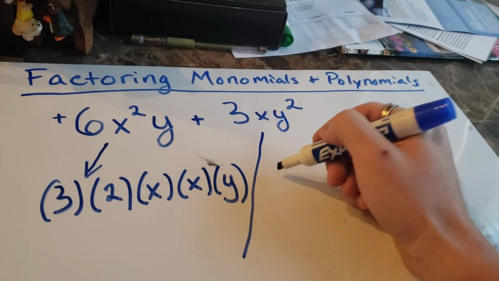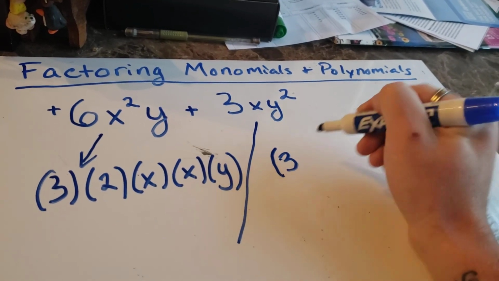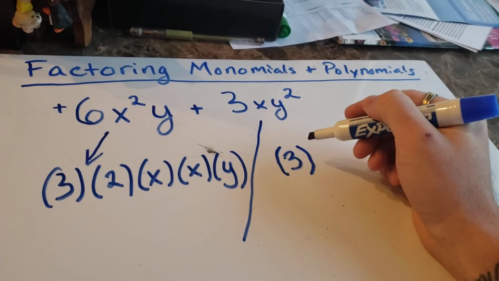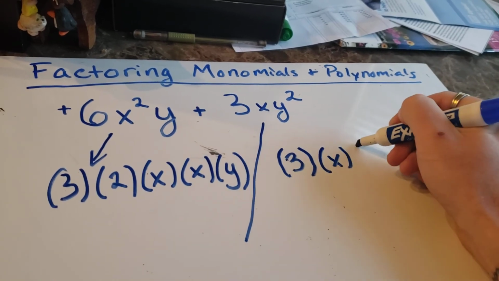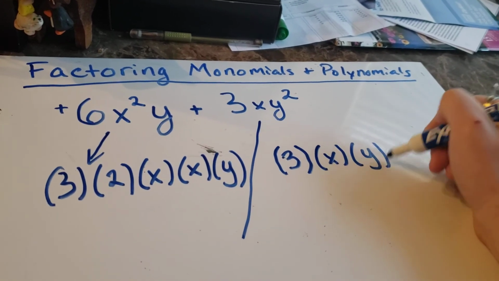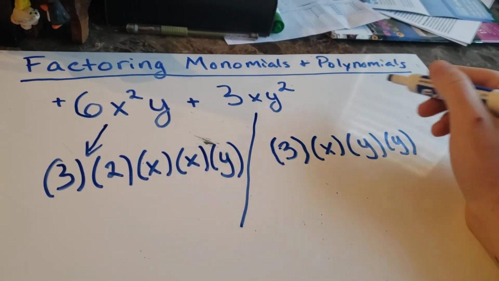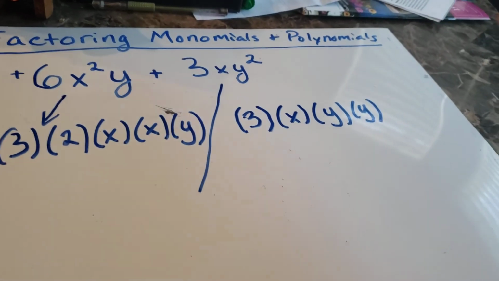3 actually is prime already. So 3 factored is just 3 times 1. We don't need to include the 1. So we just write it as 3. X is just x, and then y squared is y times y. So there we've got the factorization of 3xy squared.